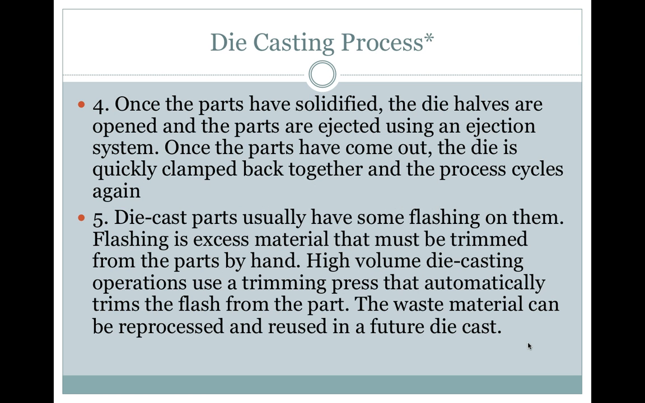Die casting process. Step 4. Once the parts have solidified, the die halves are opened and the parts are ejected using an injection system. Once the parts have come out, the die is quickly clamped back together and the process cycles again.